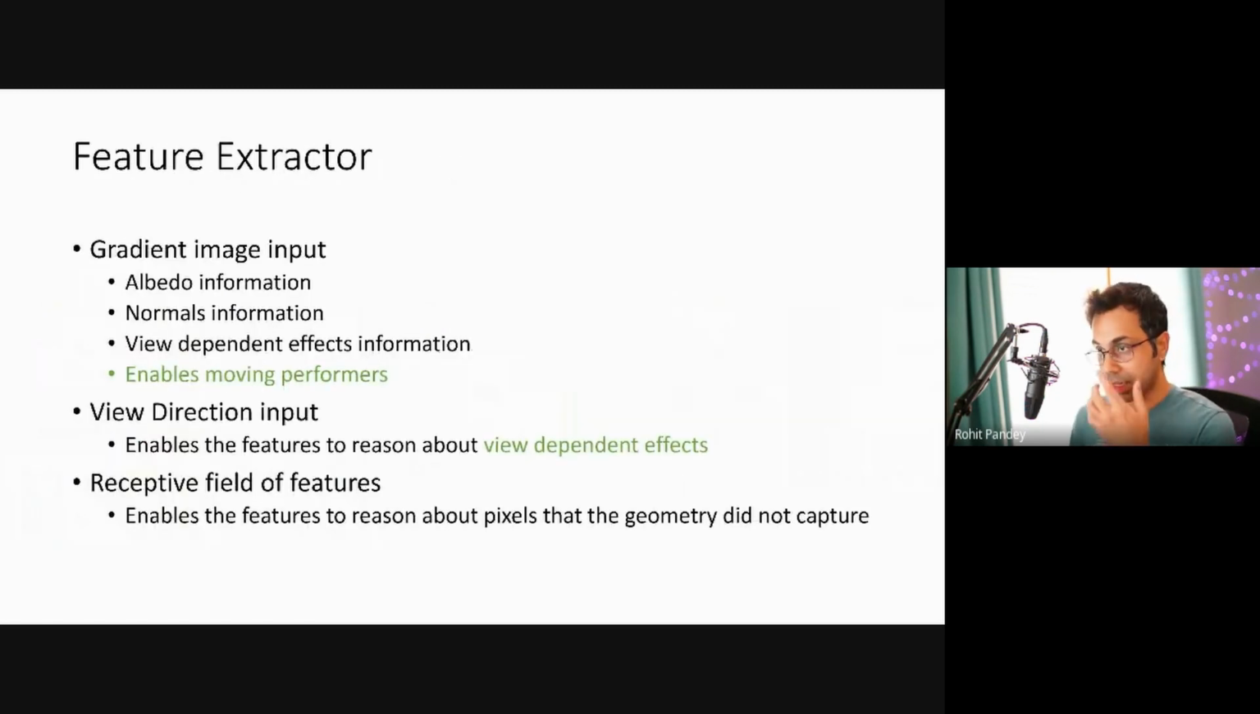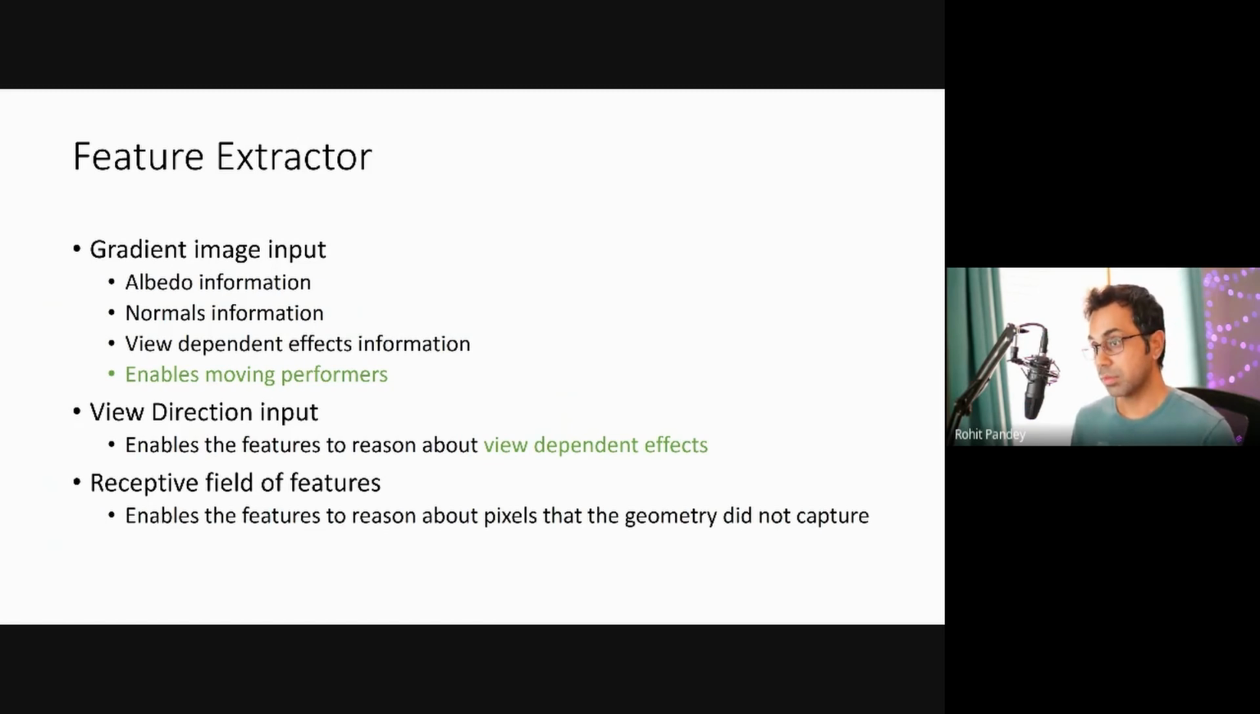So the feature extractor, as I mentioned, takes gradient image input. Now these gradient images contain a lot of information. They contain information about the albedo. They contain information about the normals because the light is varying in both directions. And they also contain view-dependent effects information because the specular reflections would be of different colors depending on the direction you're looking from. And the most important thing is that they enable moving performers, because if you were to capture OLAT images instead of gradient images, the performer would not be able to move for 6 seconds.